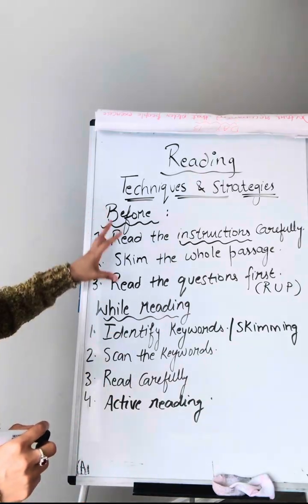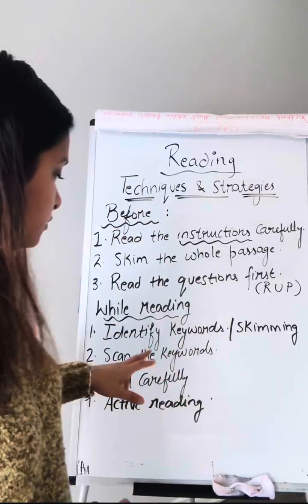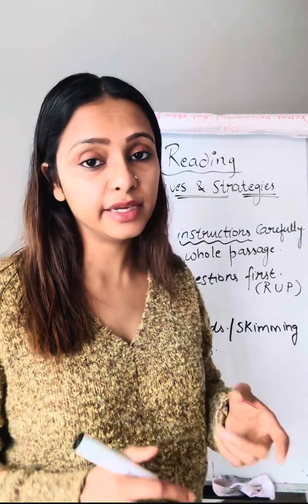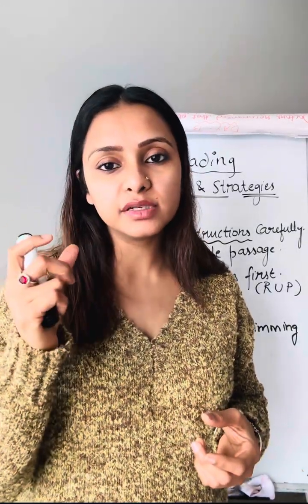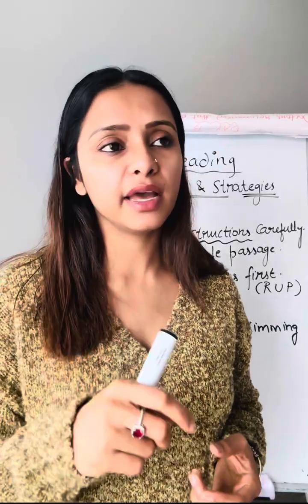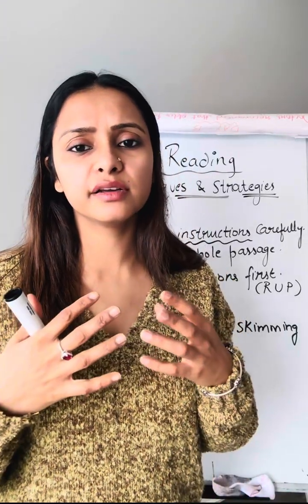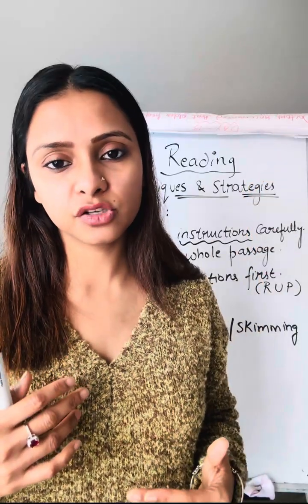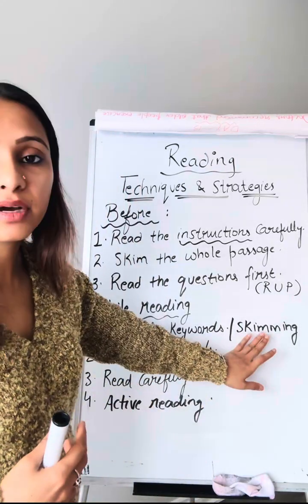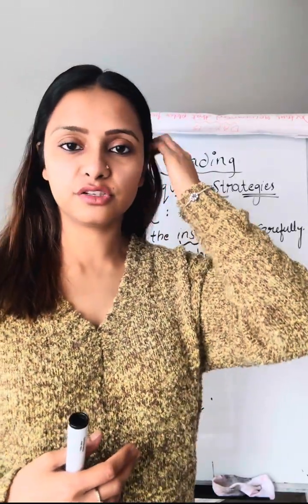Now, while you're reading, what you need to focus on, how you can find the correct answers. First thing, you have to identify the keywords. Keywords are uncommon words in the question. For example, the name of someone, any year, any place, any location, any noun, any verb, which you think is not commonly written in the passage, which is unique, which is uncommon. This is called skimming. So when you find the keyword, you need to skim in the passage.